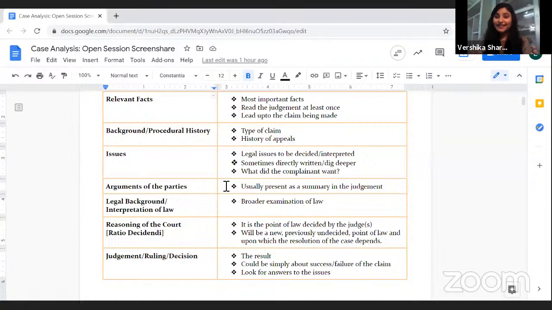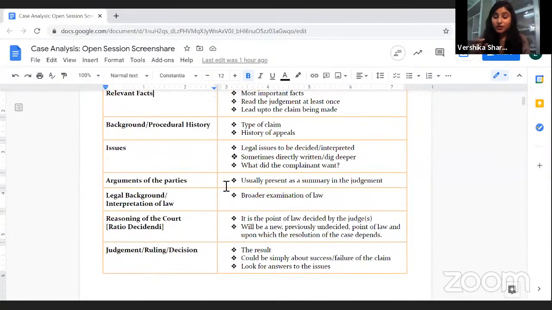Also, one good thing is that they have already done a lot of work for you. Of course, they want to win the case, right? So they will be presenting the arguments in the best possible manner. So that is another thing you need to keep in mind, right? So with respect to issues and arguments of the parties, be very clear and very diligent in reading the judgment.